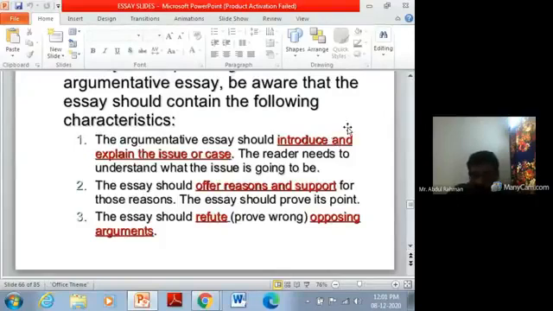So there are planning steps involved in an argumentative essay. First of all, it is the introduction, where you explain the situation or the case which is under debate. Then on the second plank, you offer reasons or support in favor of your topic. Then you have to present your argument in opposition to the topic. And then comes the last paragraph, which is the concluding paragraph.